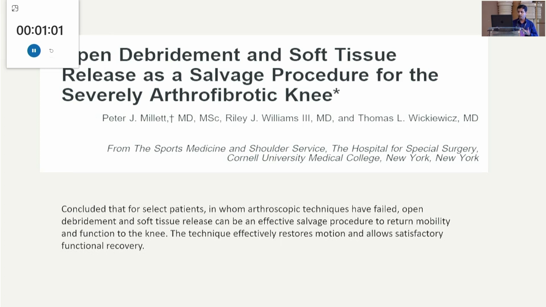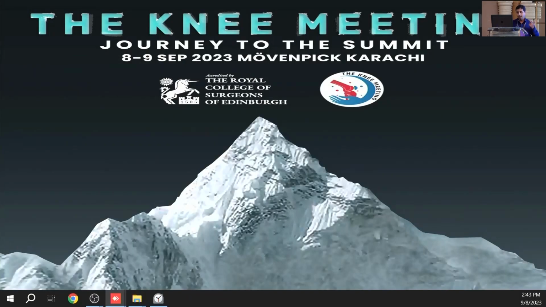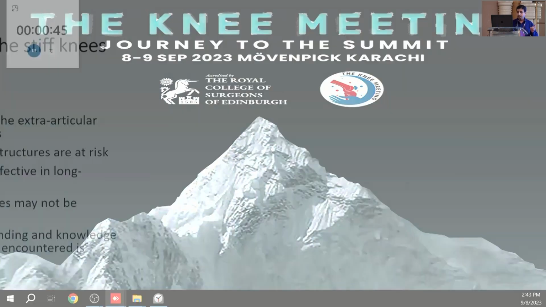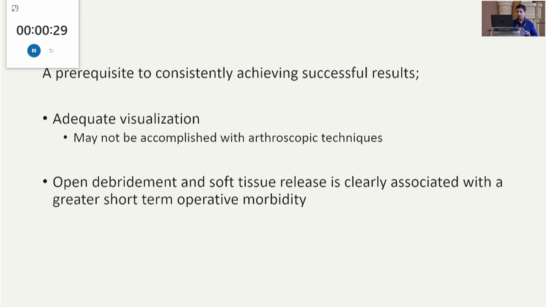So when is there a role for open surgery? This slide shows the pros and cons of arthroscopy, but the cons will guide you when to consider open. Arthroscopy cannot address the extraarticular causes of stiffness. Neurovascular tissues are at risk. Posterior knee surgery might be easy with arthroscopy, but there is a greater chance of neurovascular damage. It may not be as effective in long-standing or old cases, and may not correct severe deformity. You also need significant expertise to do an arthroscopic release. A prerequisite is adequate visualization, so if you are not able to visualize, you may not be able to release.